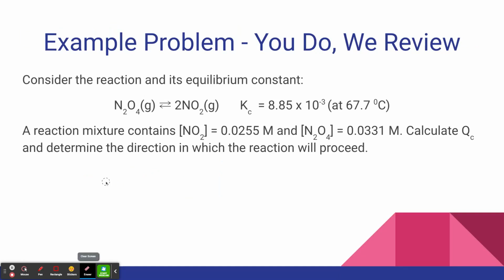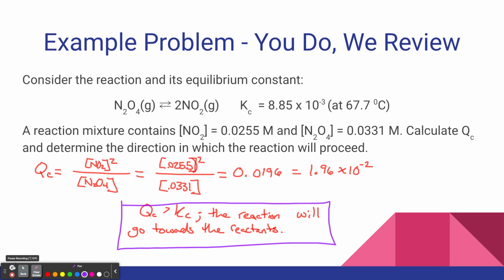Everyone, what I want you to do now is pause the video, try to solve this problem on your own, then unpause it to see if you get the correct answer. Okay. Go, folks. I hope you were able to determine that QC is greater than KC, so therefore the reaction will go towards the reactants. You can see my work there above. In this case, guys, it was easier to convert my final answer into scientific notation, so it was an easy comparison. But with that said, QC is greater than KC, so the reaction is going to go towards the reactants, or go to the left.